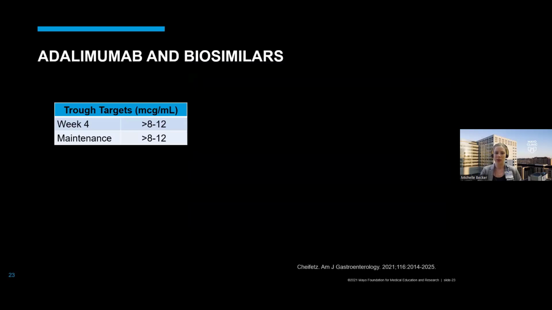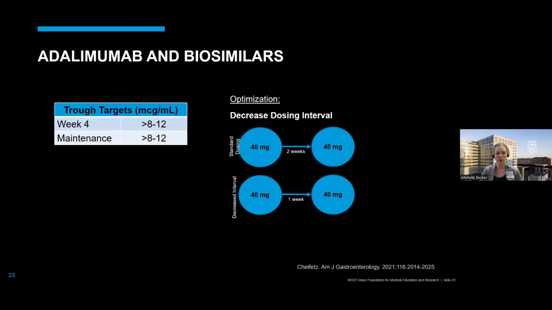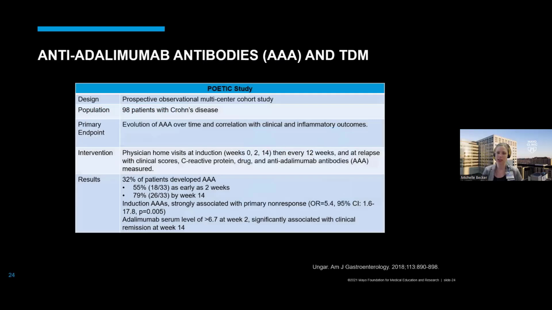Adalimumab and biosimilars, trough level goal during maintenance, which is usually when I check, usually about 4 to 5 doses or 8 to 10 weeks in, aiming for usually a trough of about 12 or higher, with the potential to off-label increase to weekly dosing. This is the POETIC study, which is a prospective observational multi-center cohort study, including 98 patients with Crohn's. And this looked at the development of anti-adalimumab antibodies over time in correlation with clinical and inflammatory outcomes.